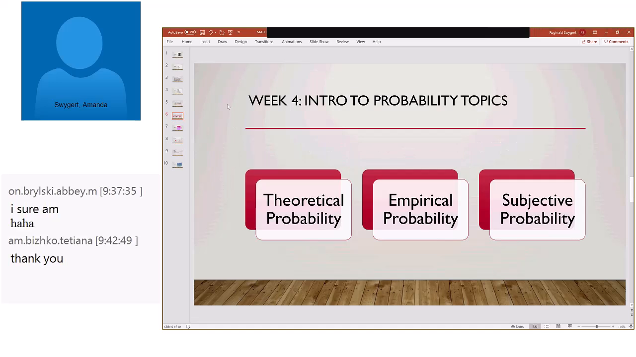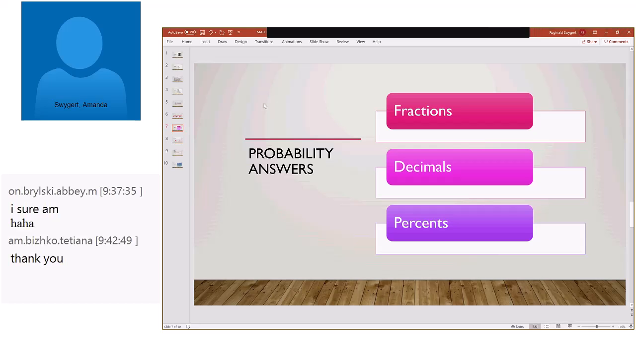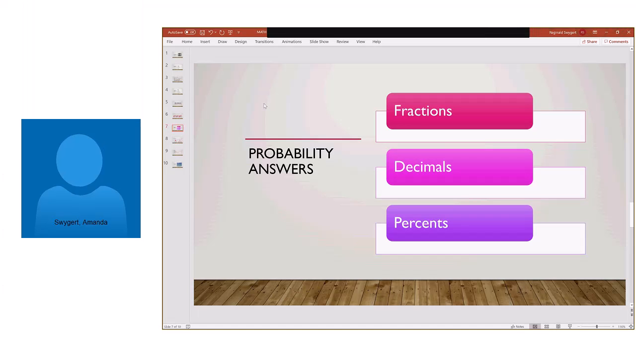All right, so back into the probability topics. The answers to probability are always going to be fractions, decimals, or percentages. So these are the three that you should be comfortable with in this week's work. You should be able to go back and forth between the three.